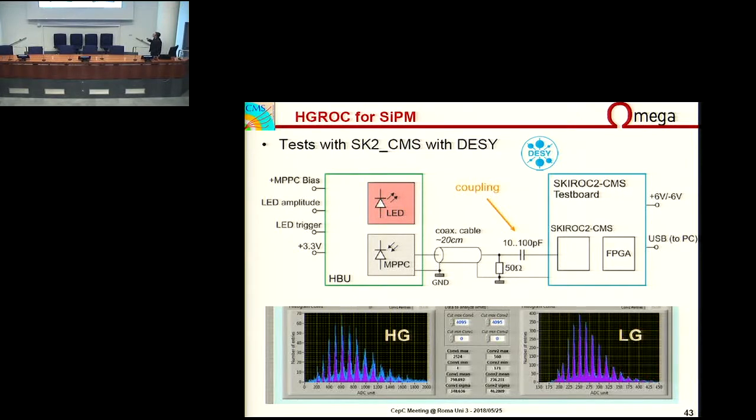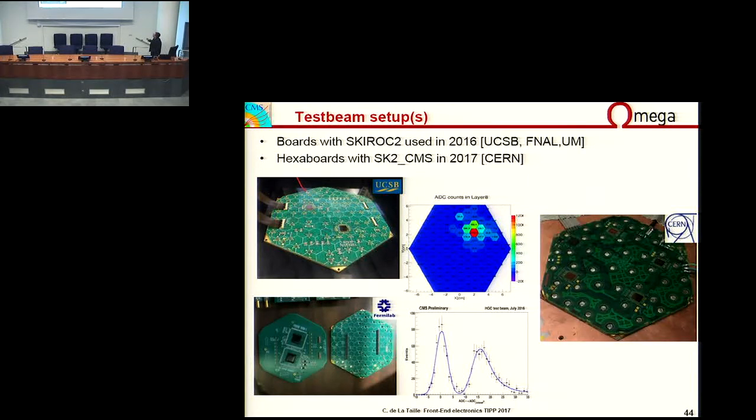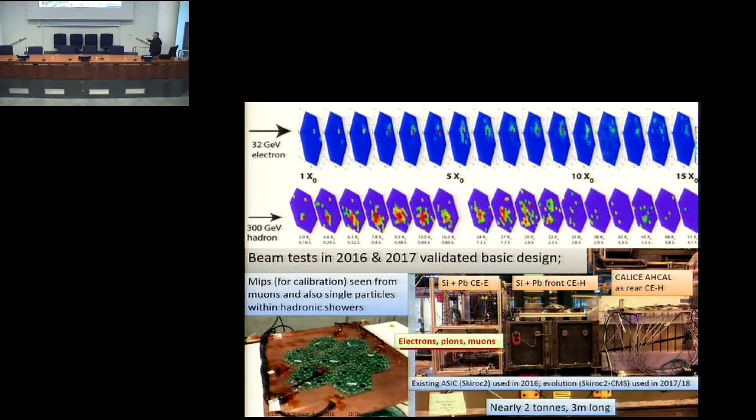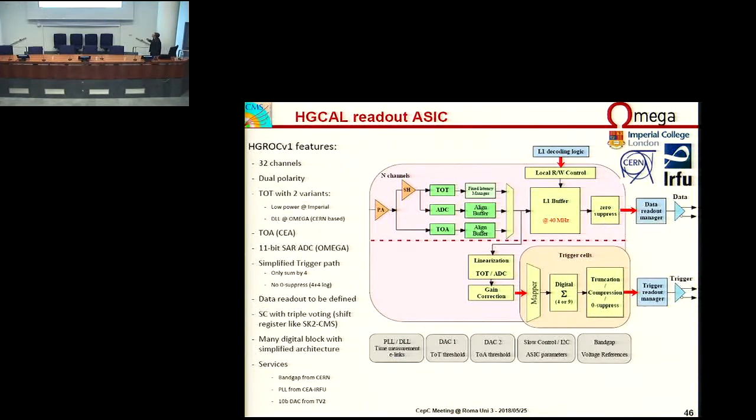We also, I'm sorry, I have too many things to say. We also have tested the Skiroc 2 CMS with MPPC, with DESY people, and here are the results that we obtained. I will skip the result from test beam because you have seen that in Dave's slides, to focus on what will be the HGCal readout ASIC.